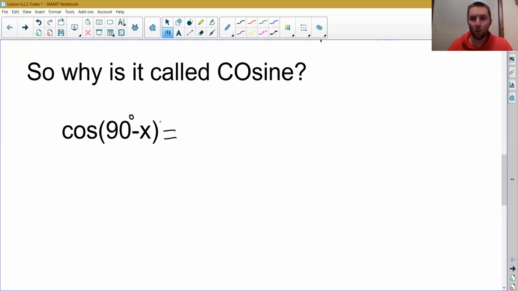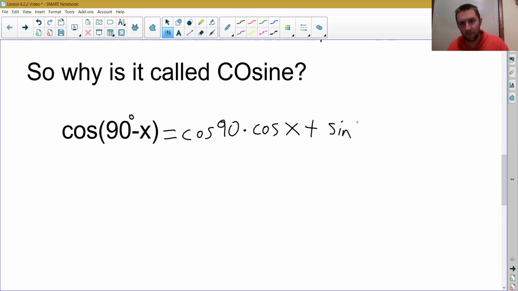If we have our cosine difference formula written down, that's the cosine of the first part, cosine of 90, times the cosine of the second part, which is x. And now because it was 90 minus x, I'm going to flip to plus. Now I'm going to do the sine of 90 times the sine of x. So I have, again, these 4 values. 2 of them I should be able to simplify, because 2 of them are just cosine of 90 and sine of 90.